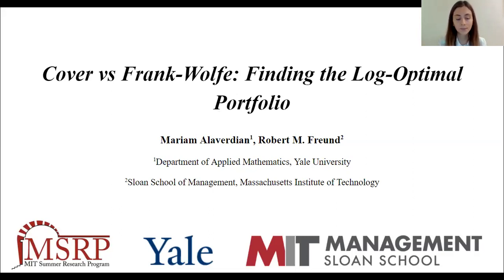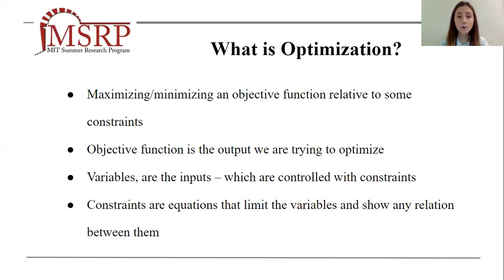what optimization is. Optimization is maximizing or minimizing an objective function relative to some given constraints. The objective function is the output that we are trying to optimize, and that output has inputs. Those inputs are called variables, and they can be controlled with constraints. Constraints are equations that limit how big or how small our variables can get and show any relation between those variables. From there, we get feasible solutions, and from feasible solutions, our goal is to find the optimal solution. And now, without further ado, let me introduce you to my research.